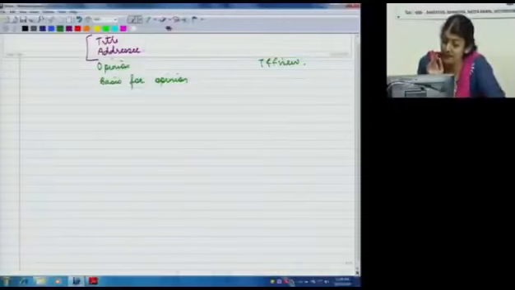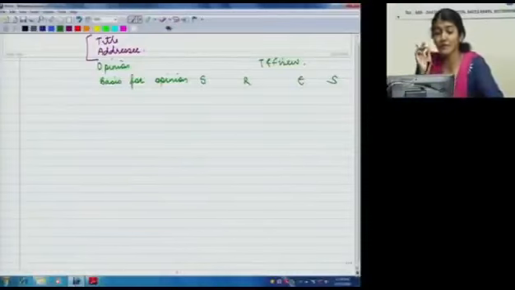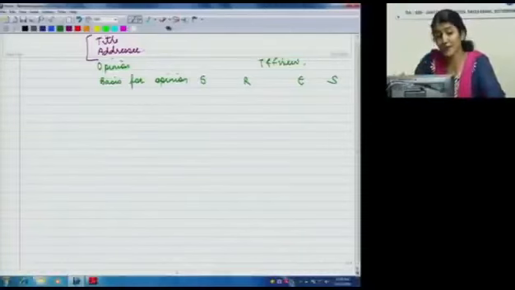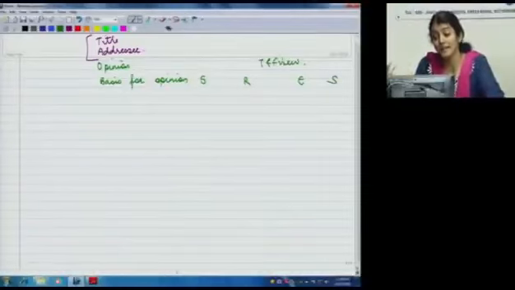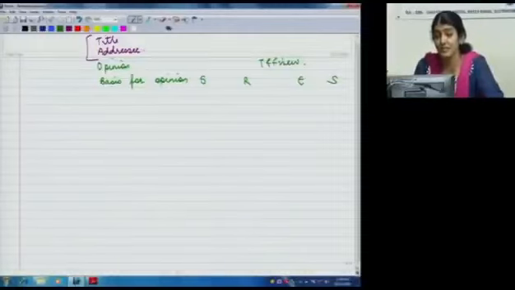Now, even if it's an unmodified opinion, this paragraph will come. Basis for opinion. And what were the contents in basis for opinion? SAs. That we have conducted our audit in accordance with the standards on auditing specified under section 143(10). Then what was the next one? Yes, reference to the part or section of the audit report where the responsibilities of the auditor have been given. Then that the auditor has complied with the ethical requirements including independence. And we believe, what do you believe? That the audit evidence we have obtained is sufficient and appropriate to provide a basis for our audit opinion.